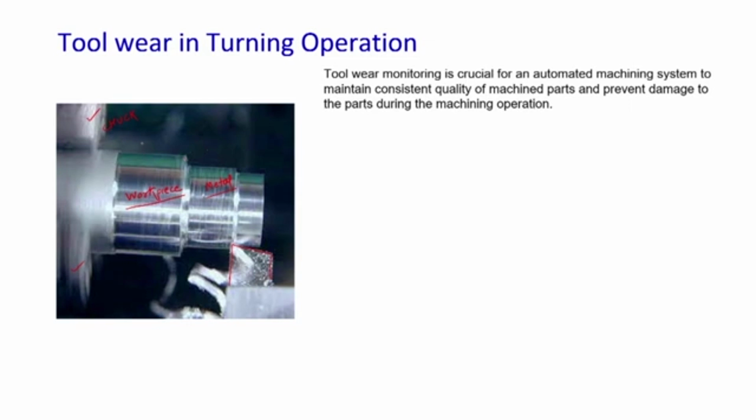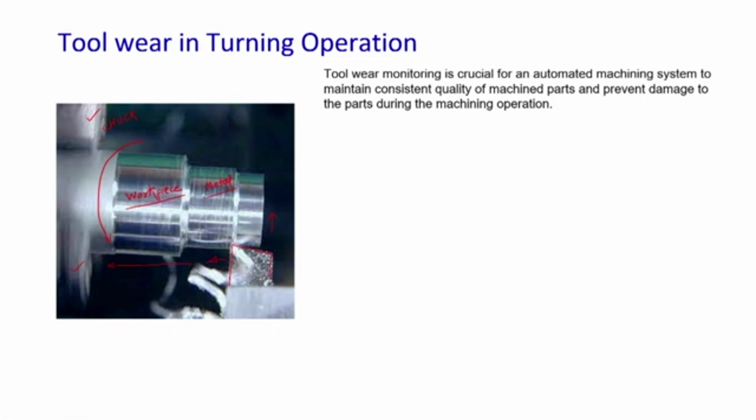The workpiece is rotated at a high speed, and then we have a relative motion between the tool and the workpiece. Here the tool is moving in this direction, along the longitudinal direction, and we can also have movement of the tool in the transverse direction. The transverse movement would be gradual, however, there would be a continuous movement along the longitudinal direction.